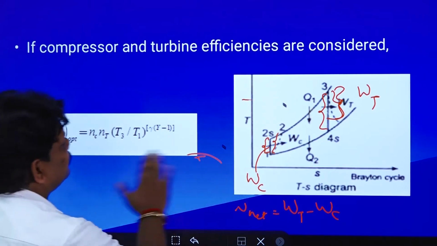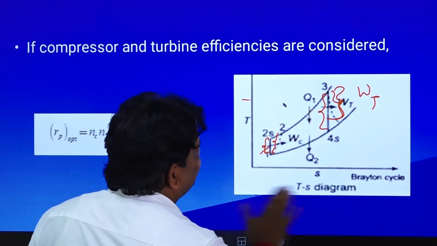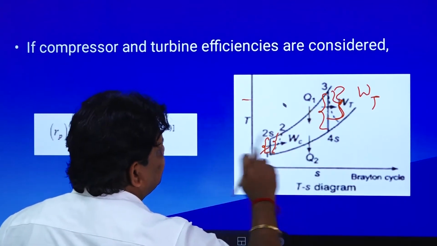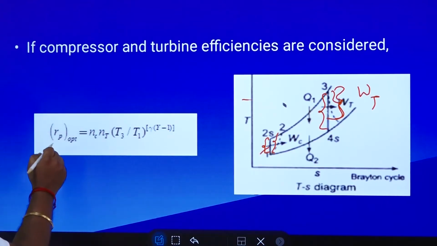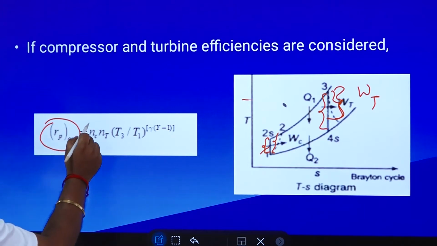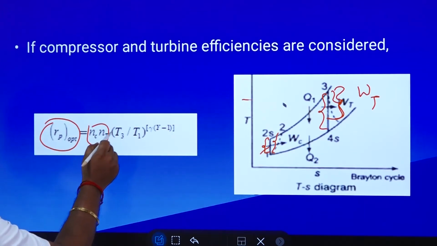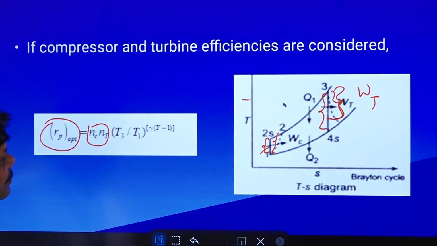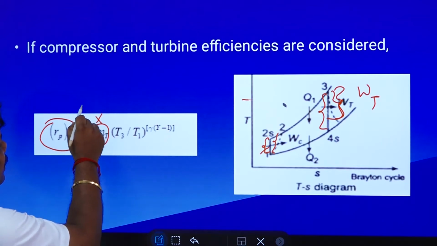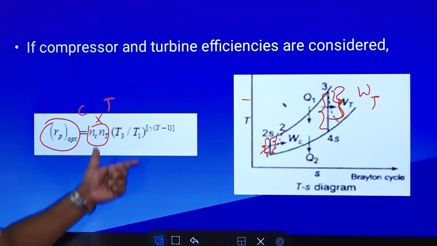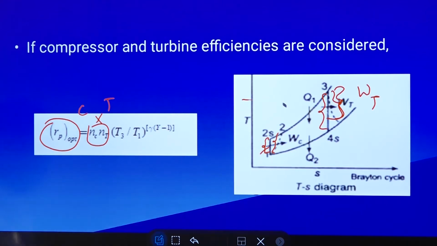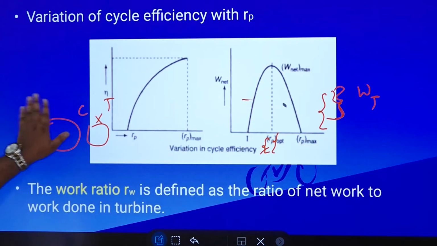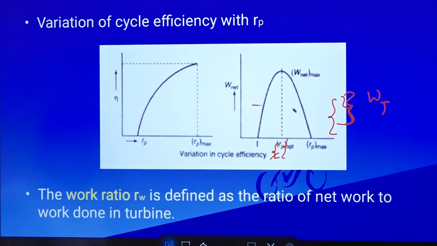Apart from this, when you consider these efficiencies, that is turbine and compressor efficiencies, the formula for the optimum pressure ratio has to be given like this: (eta_C into eta_T) power, inside the bracket (T3 by T1) power gamma by gamma minus 1. When you consider the turbine efficiency, you have to multiply the compressor and turbine efficiencies with this R_P optimum.